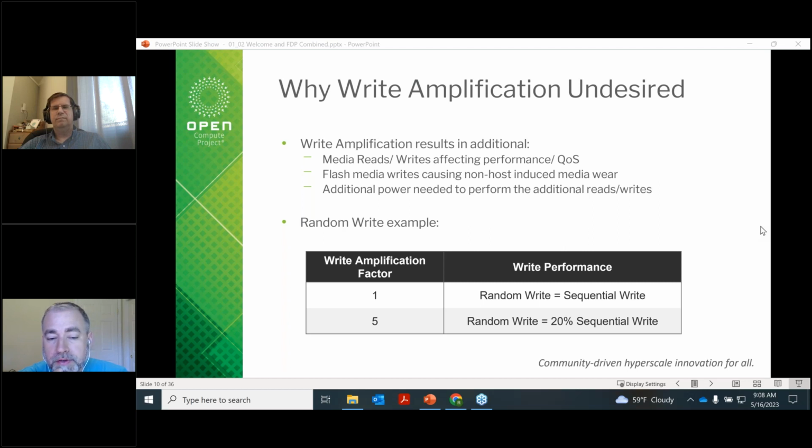So for example here, in an ideal world where we have a write amplification factor of 1, random write performance looks the same as our sequential write performance. Whereas if we've got a write amplification of 5, then our random writes are going to look at best like 20% of our sequential write performance. Next slide.